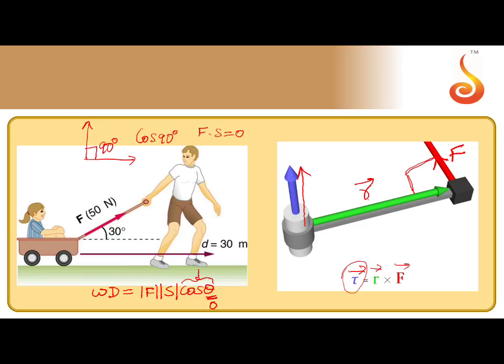So imagine I am going to place my four fingers, that is the forefinger or the index finger, middle finger, ring finger, and the little finger should come in this direction. Keep your right hand like that and clasp it. Clasp the fingers in the direction of force. Curl it. Then your extended thumb will be in this direction. The thumb will give you the direction of the cross product.